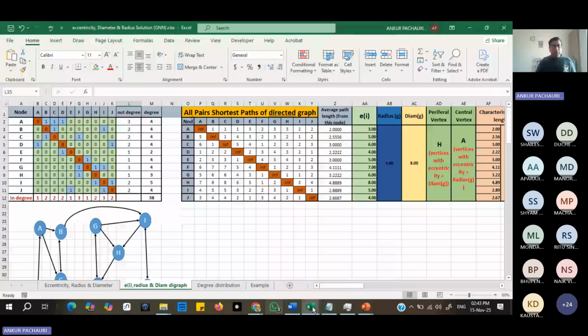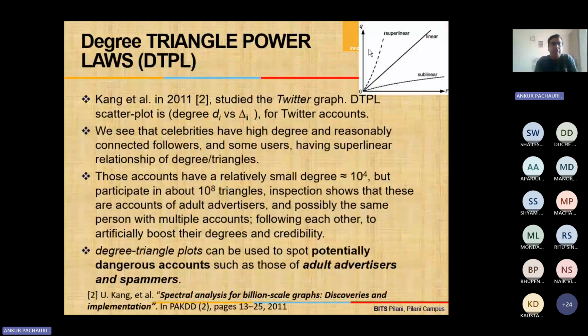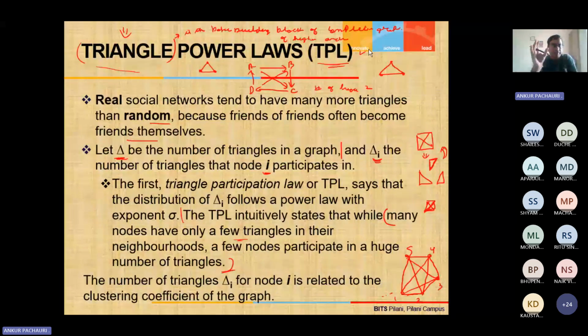But the underlying thing I was trying to explain was that the number of triangles in an undirected graph also exhibits a power law. That power law is called the triangle power law. So if you count the number of triangles and check that the triangle power law holds, then you can say that in terms of connectivity, the power law holds. So this is just what we observe in the graph.